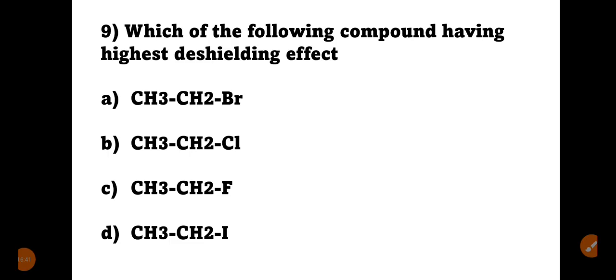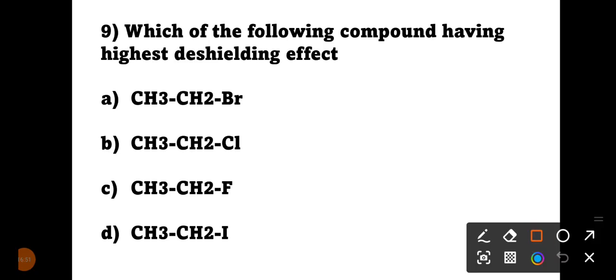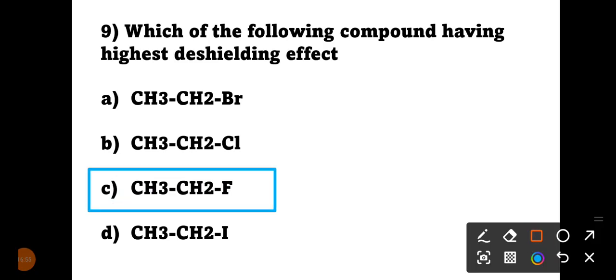And we can also say the compound showing the minus I effect is also showing the deshielding effect or the downfield effect. So our answer is ethyl fluoride, because fluorine is the most electronegative atom in that row, so that is why it is showing the highest deshielding effect. I hope these concepts are very clear to you guys.